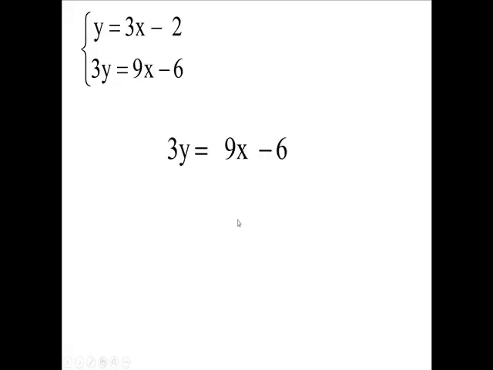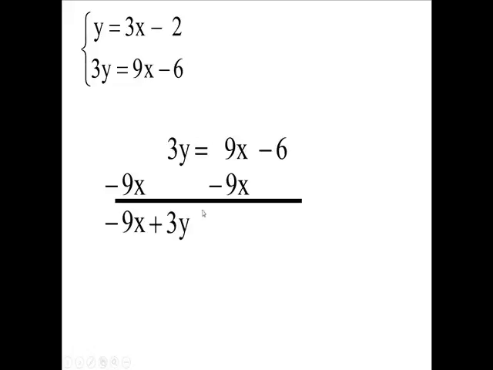All right, now we are going to get the letters on the left-hand side. So just like I did with that 3x, I'm going to do the same thing with the 9x. Subtract 9x here and here. Bring down the 3y. Bring down the equals. These cancel, leaving me minus 6. So my second equation looks like this.